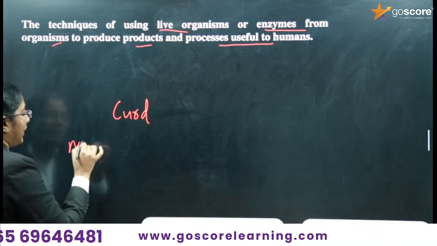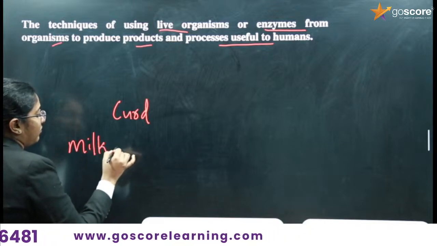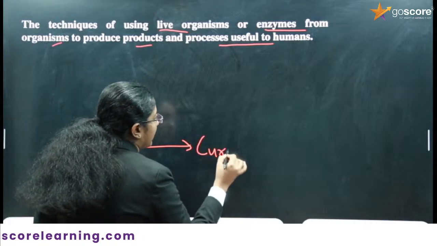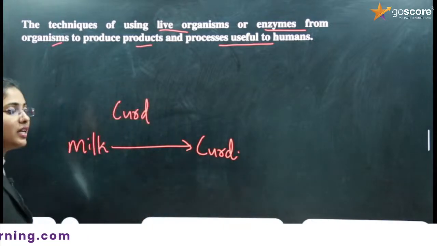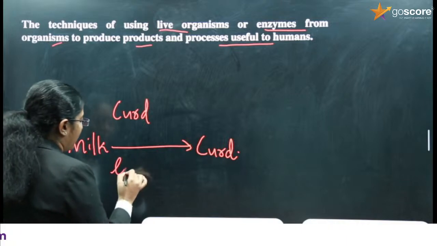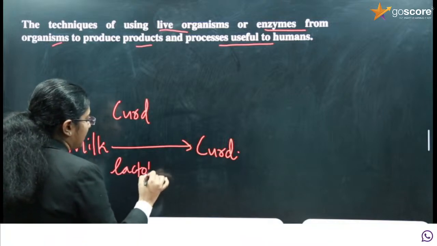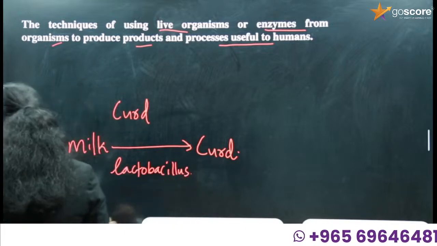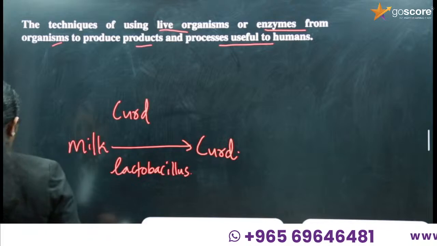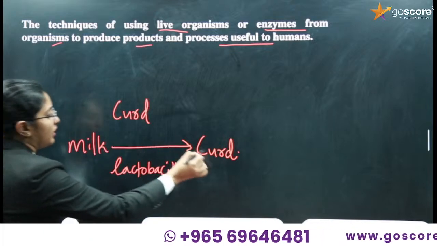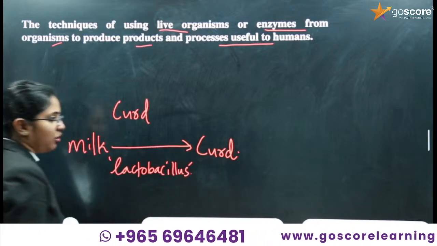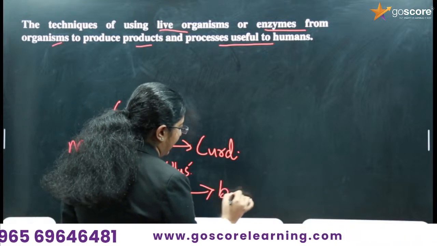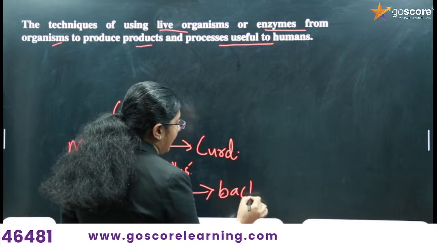See, we can take milk, and this milk is converted into curd in the presence of an organism. In the presence of which organism? It is lactobacillus. Milk is converted into curd in the presence of lactobacillus. So we can say lactobacillus is a bacteria.